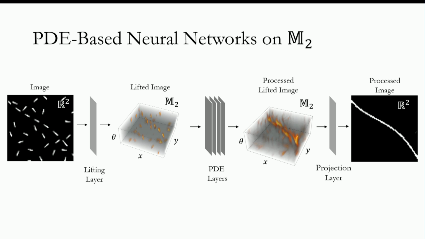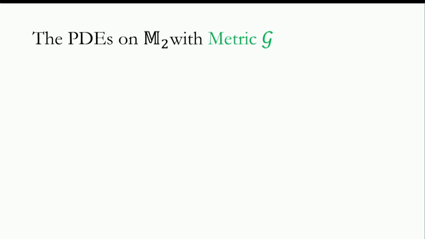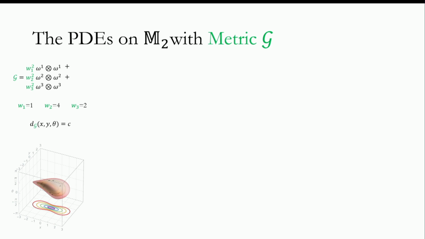You lift it, you apply the PDEs, and the metric parameters are learned. You get some processed image. You project it down again, and that's the result of the neural network. Okay, so how do these PDEs look in M2? Again, you have the metric, and these metric parameters are tuned during learning. The isocontours look like this.